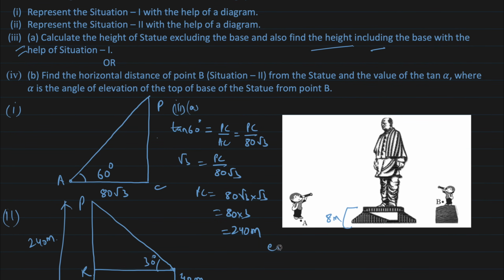So excluding the base is 240 minus 58. So this is the base, let's say. That 58 we have to remove. So removing it, 10 minus 8 is 2, 13 minus 5 is 8, and 182 meters is what we get. OK. We have done part A of the third question.